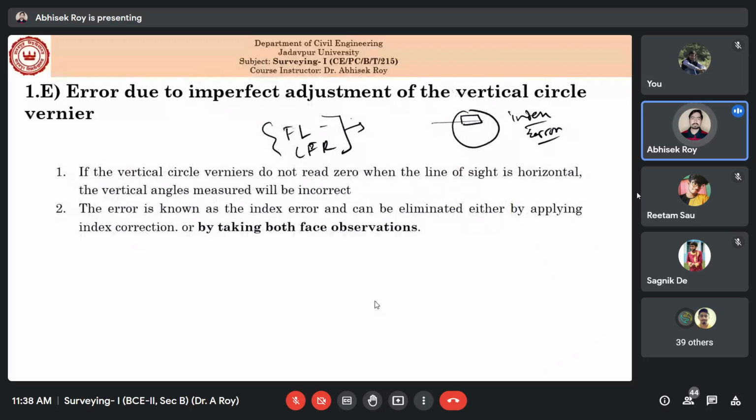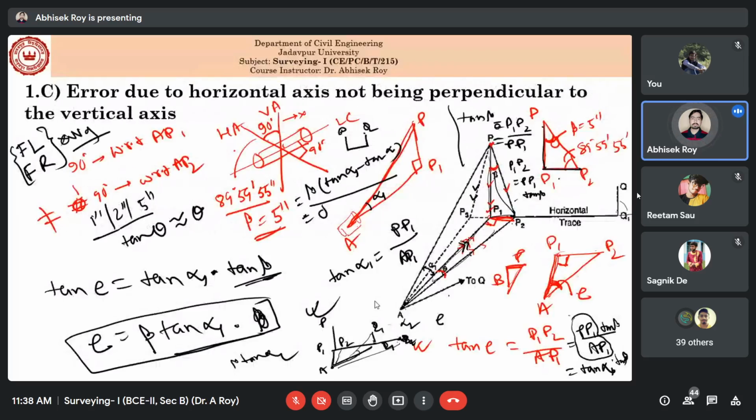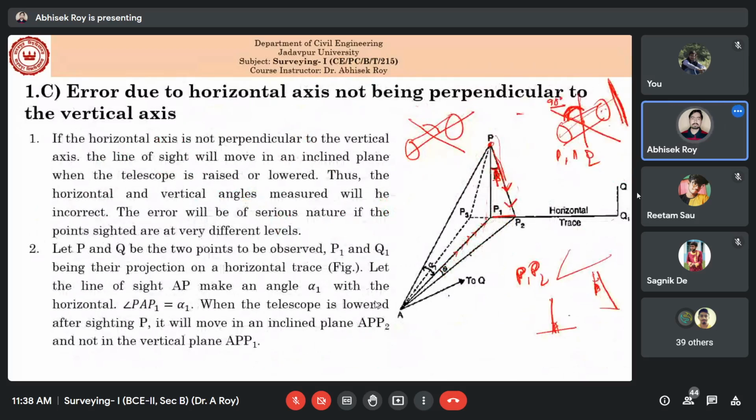Also, what is your home task? You will note down all the errors in a table, and how to remove the errors, in tabular form. Please make a table of the personal and instrumental errors. The error name is, say, error due to horizontal axis not being perpendicular to the vertical axis. And how to remove that? By taking both face measurements. Make a table of what the types of errors are and how to remove them. This is your home task.